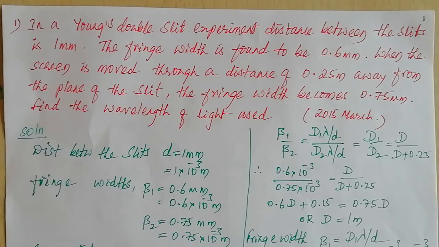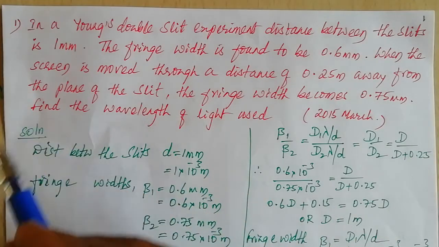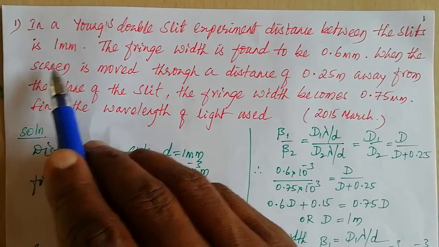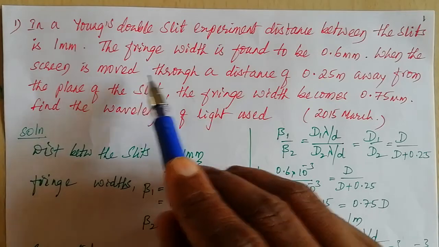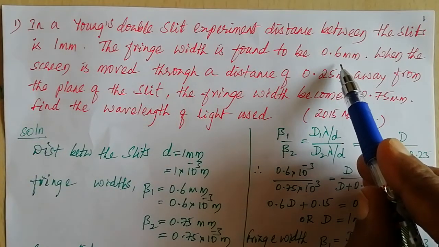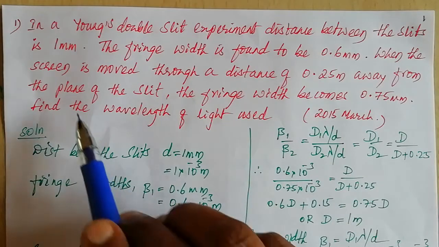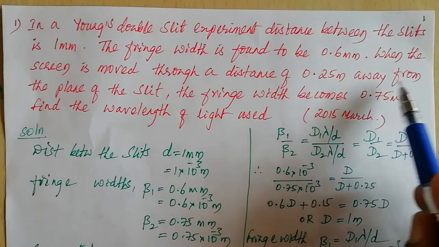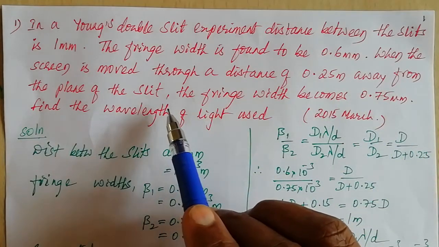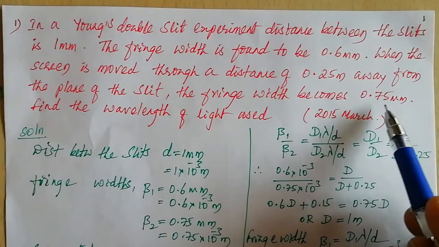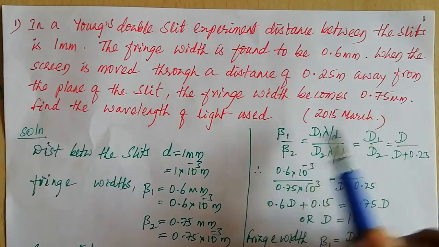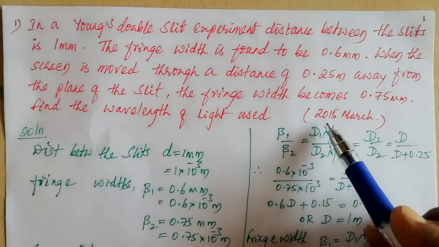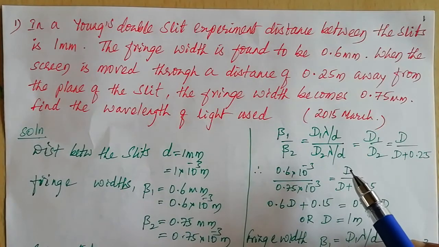Number one, in a Young's double slit experiment, the distance between the slits is 1 millimeter. The fringe width is found to be 0.6 millimeter. When the screen is moved through a distance of 0.25 meter away from the plane of the slit, the fringe width becomes 0.75 millimeter. Find the wavelength of light used. This particular question was asked in the March 2015 annual examination.